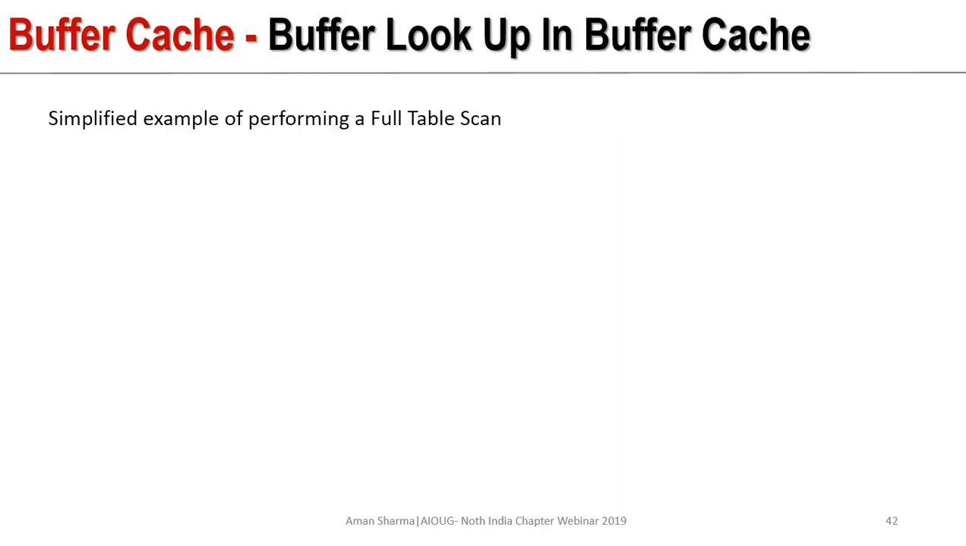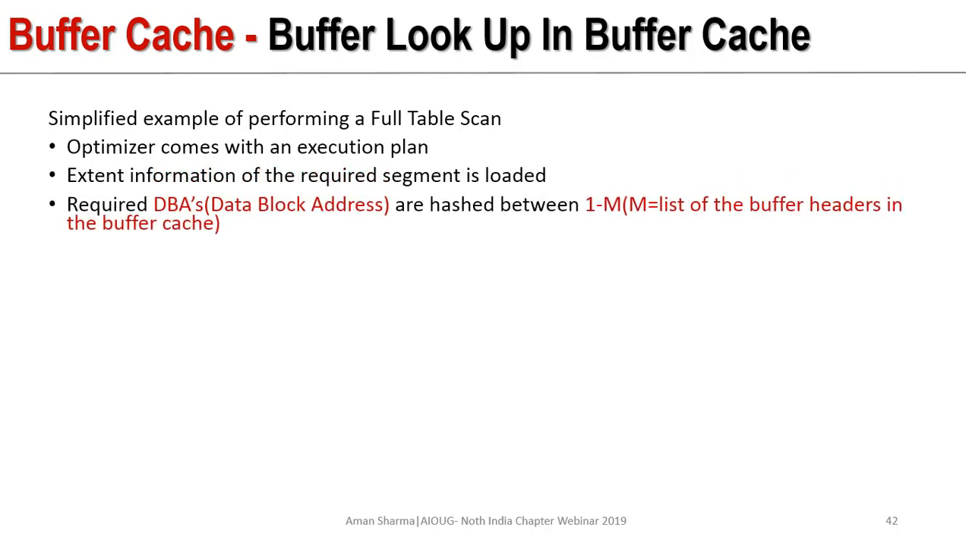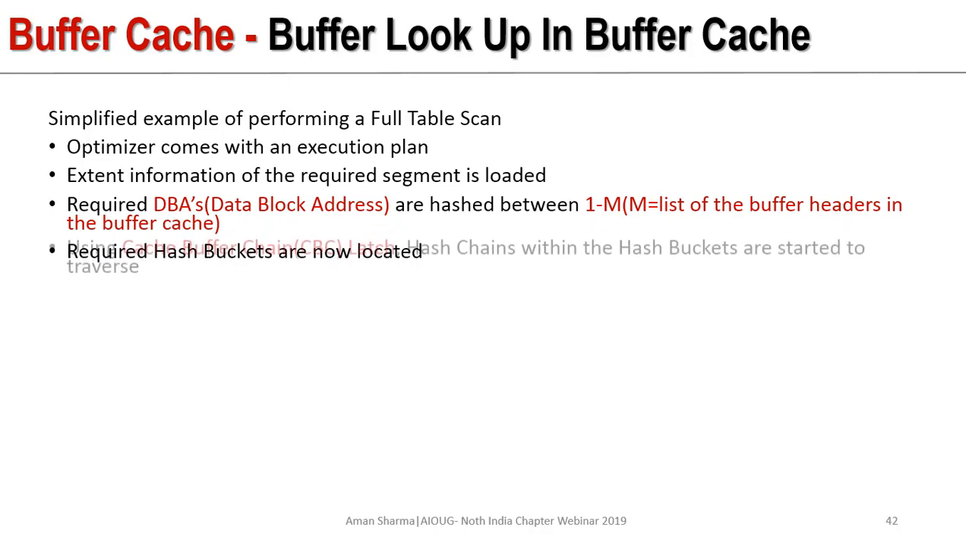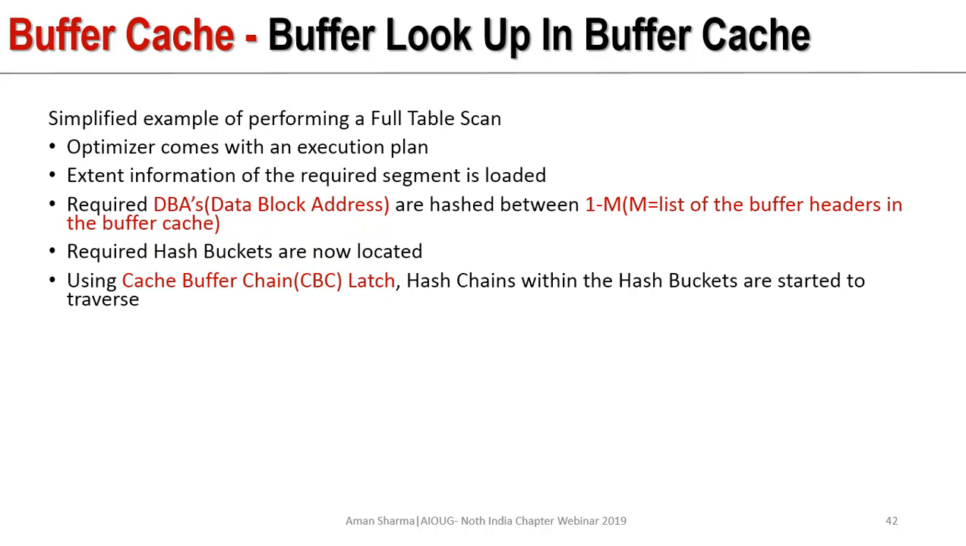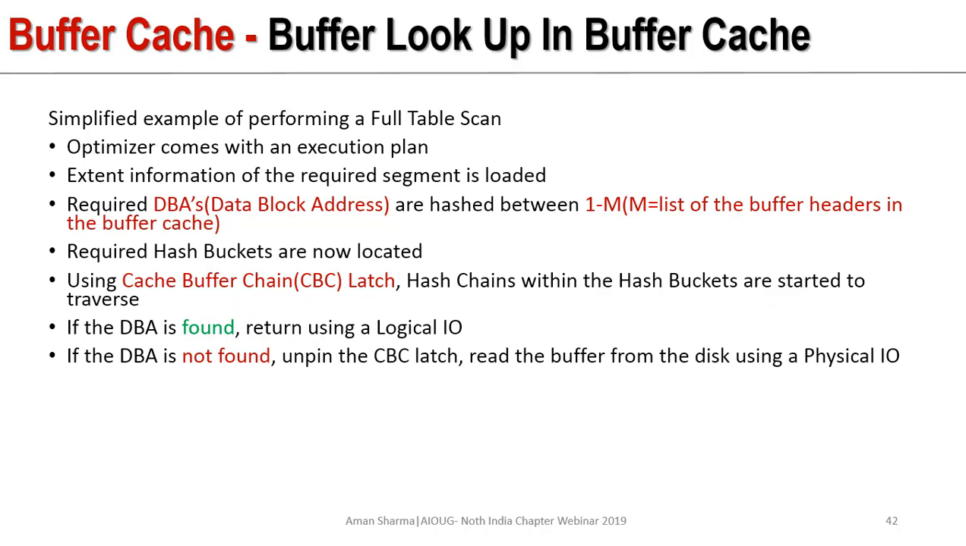So now in terms of how the buffers are looked up in the buffer cache, this is how it happens. Oracle will find an execution plan. It is going to find the extents of the segment. It is going to find the block address, which is part of the hash table. It is going to find the buckets that keep that hash table. It is going to find the latch to access that particular buffer, and if the buffer is found, that means it's a logical IO, and if the buffer is not found, it is going to unpin the latch and do a physical IO to read the buffer from the disk.